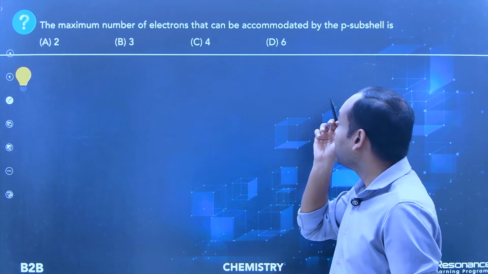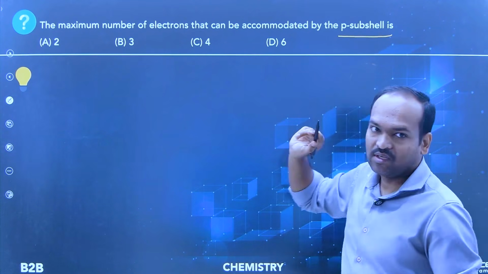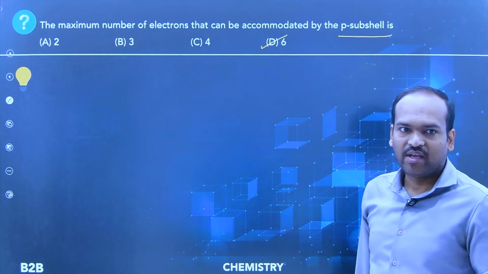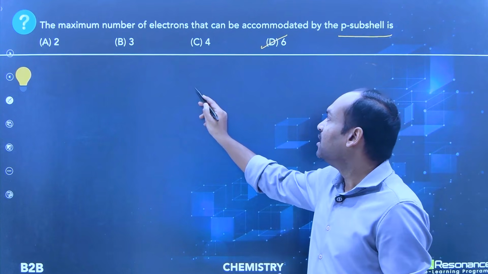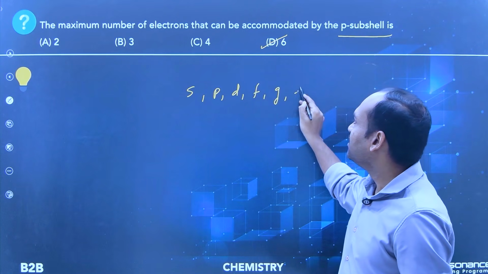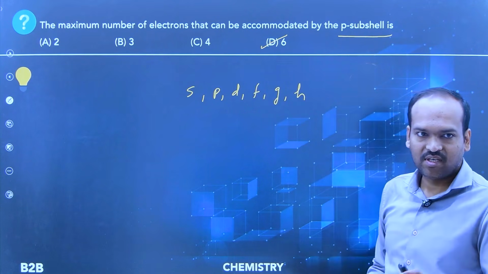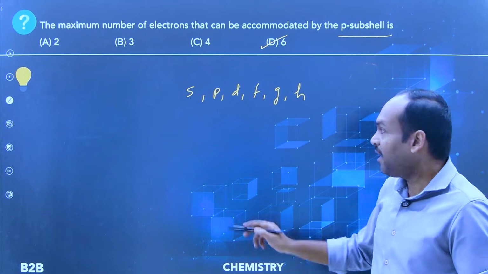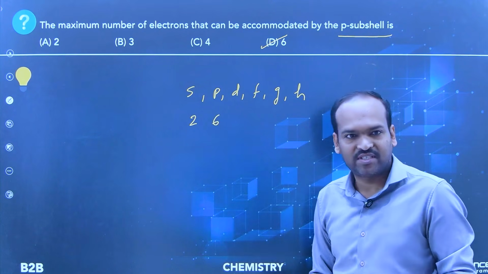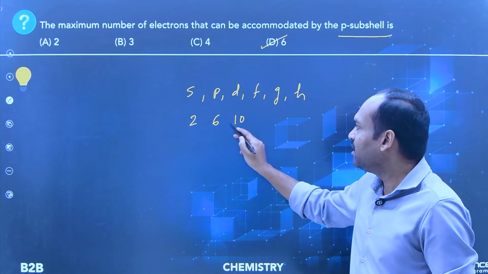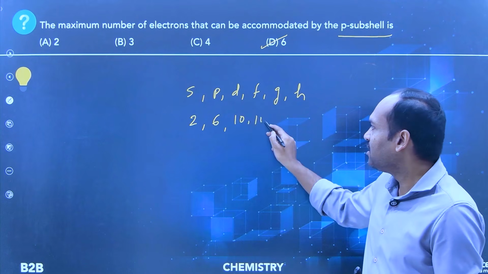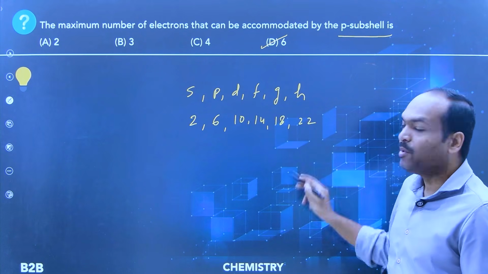The maximum number of electrons that can be accommodated by the P subshell. My suggestion, remember it like this: S, P, D, F, G, H. These are the subshells. S subshell, maximum capacity 2. P subshell, maximum capacity 6. D subshell, 10. So what is the common difference? 4. So next 14, then 18, then 20. Remember it like this.